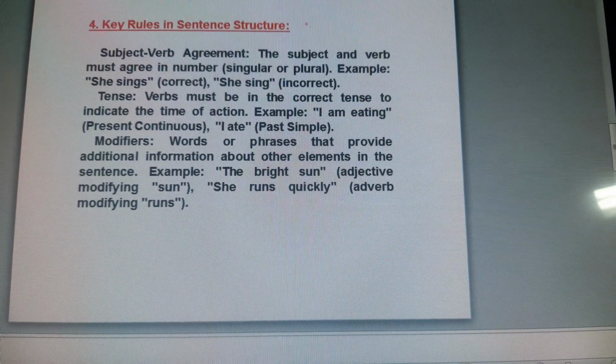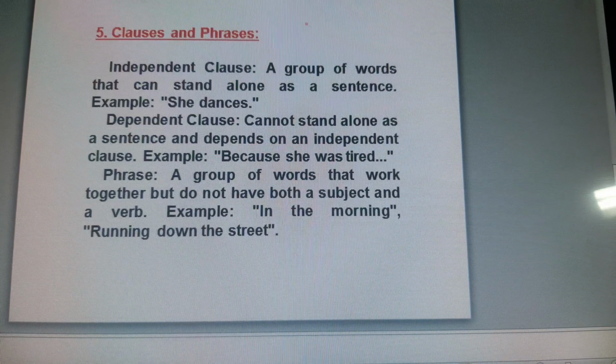Now I am going to fifth slide. No, I have one more. Clauses and phrases. Independent clause, a group of words that can stand alone as a sentence. He dances, she dances. Dependent clause cannot stand alone as a sentence and depends on the independent clause. Because he was tired. Phrases: a group of words that work together but do not have both a subject and a verb. Example: in the morning, running down the street.